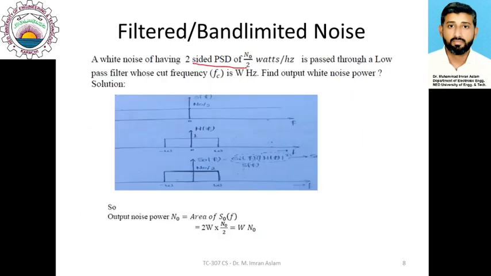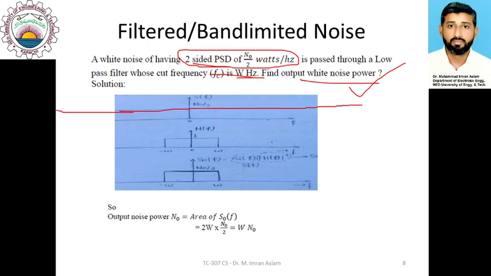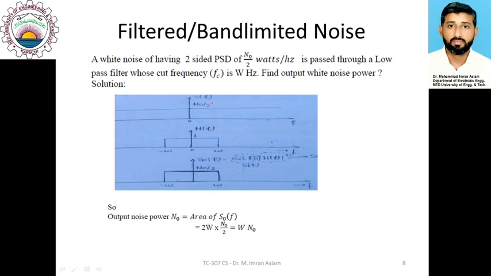We take another problem. Let's say we have a two-sided power spectral density, given by N naught by 2, which is passed through a low pass filter whose cutoff frequency is W. What will be the power at the output? You can see that this is white noise, which has an infinite spectrum. It passes through a low pass filter whose cutoff frequency is W. If this white noise passes through this filter, the output power will be limited to the specific band, from minus W to plus W.